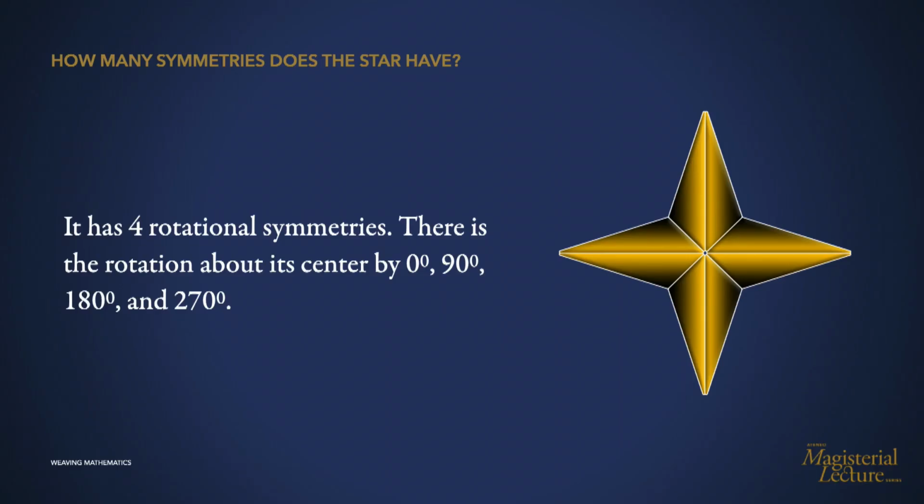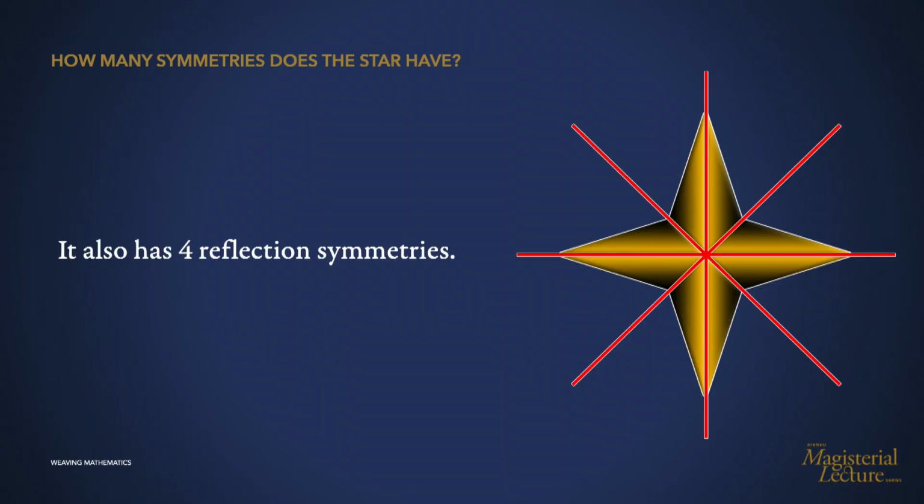So how many symmetries does this star have? Earlier, I mentioned there is a 90-degree rotation about the center of the star. There is also the 180-degree rotation, the 270-degree rotation, as well as the 0-degree rotation. Then there are also reflection symmetries. So we see on the screen 4 axes of reflection symmetry: the vertical axis, the horizontal, as well as 2 other diagonal axes. And reflecting the star about any of these axes will send the star to itself.